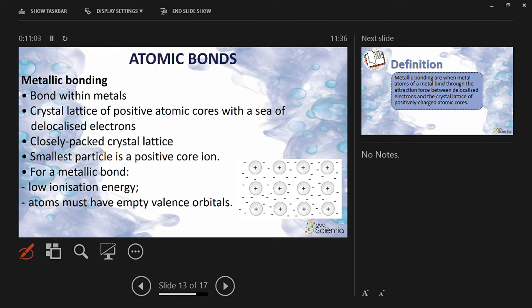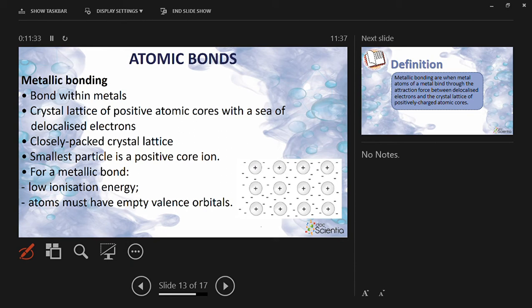En dan is daar twee sulke punte daar. A low ionization energy, I'll tell you what that means now. And atoms must have empty valence orbitals so that the delocalized electrons can move from one to the other. So kom ons praat gou oor dit. Low ionization energy, a low ionization energy means that you do not need a lot of energy to remove an electron. Why do I know we're removing it? Because it's a metal and a metal is always going to lose an electron.